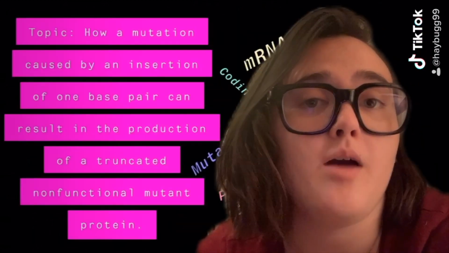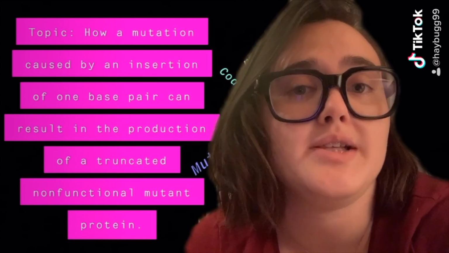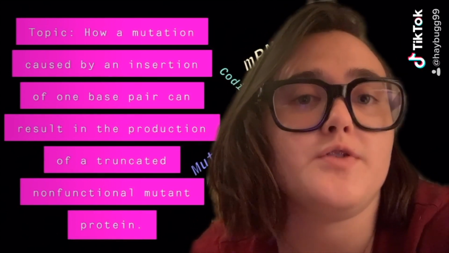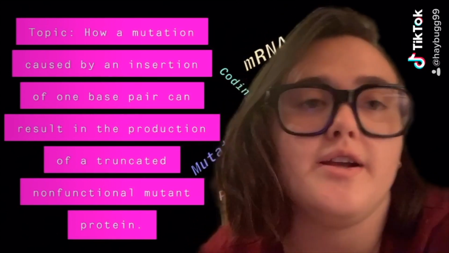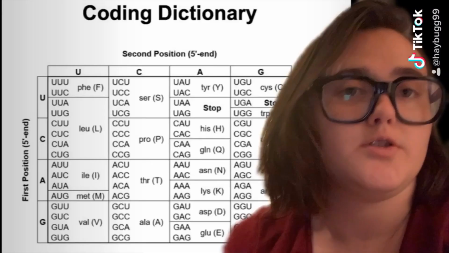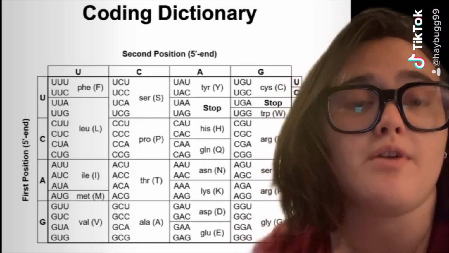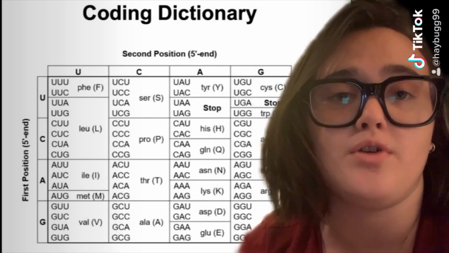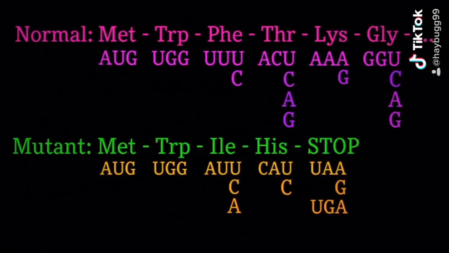So we're going to be talking about how a mutation that's caused by an insertion of one base pair can result in the production of a truncated, non-functional mutant protein. Truncated just means that it's short. This is the coding dictionary that we're going to be using in reference to amino acids, or proteins you can call them, for the mRNA sequence. Given to us are the sequences of the normal and mutant proteins. Under each amino acid, I have listed the possible mRNA sequences for each amino acid.